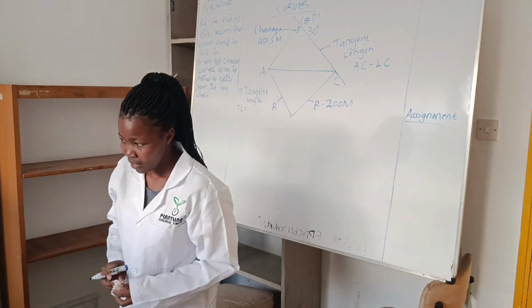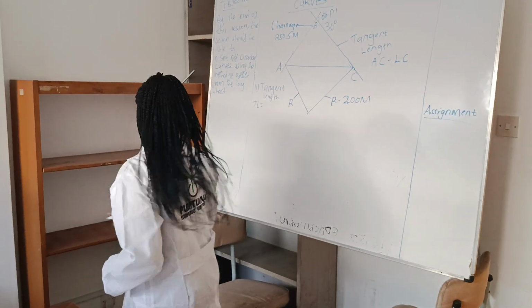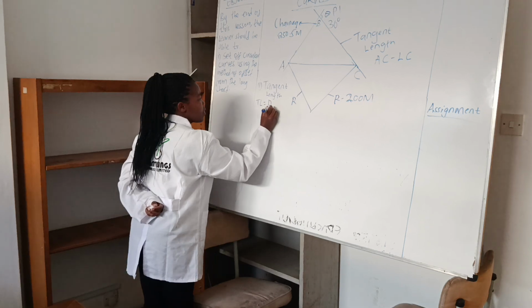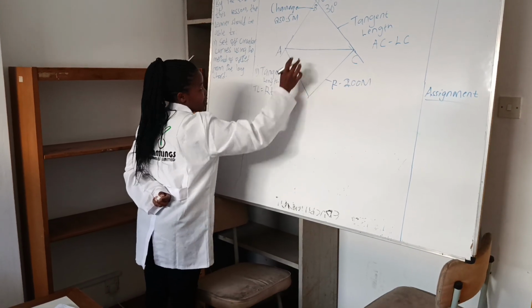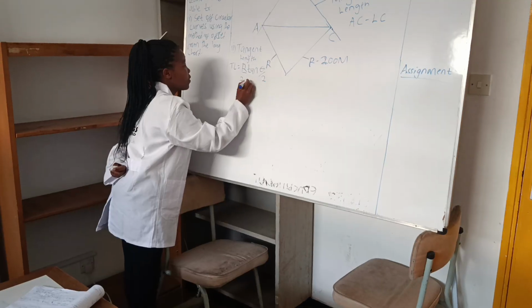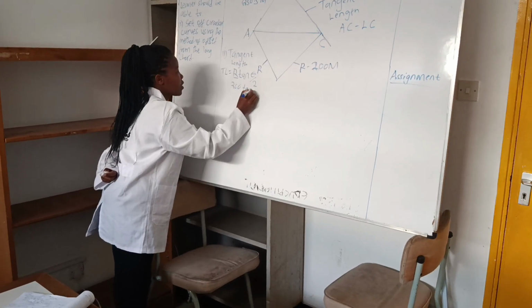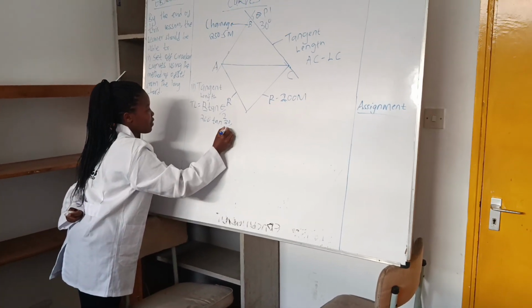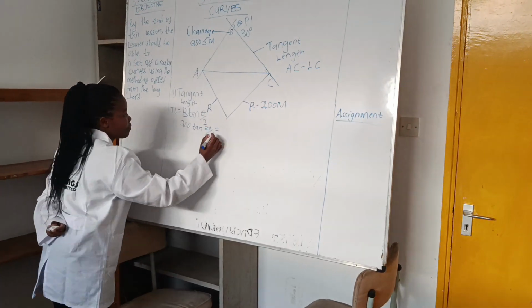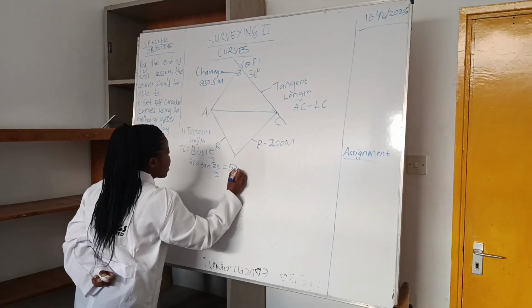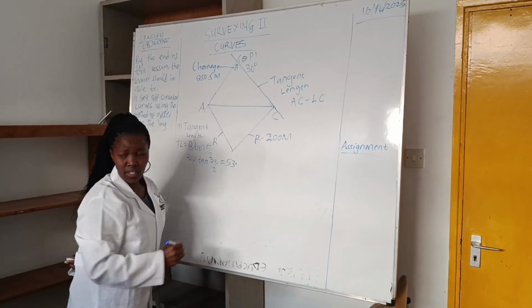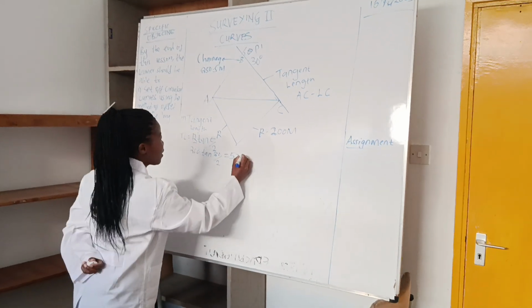Yes, Lipesa? R tan theta over 2. This theta is the deflection angle, so it is 200 tan of the deflection angle, which is 30, divided by 2. Answer? 53.59 meters.